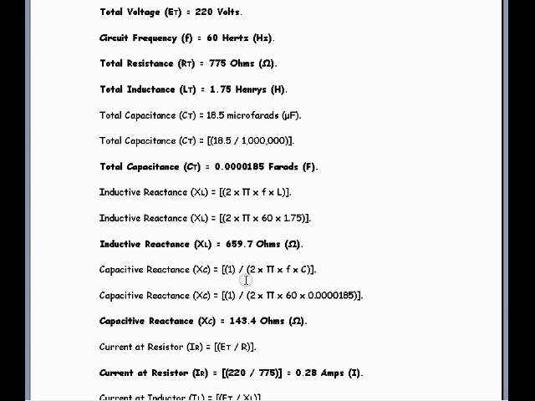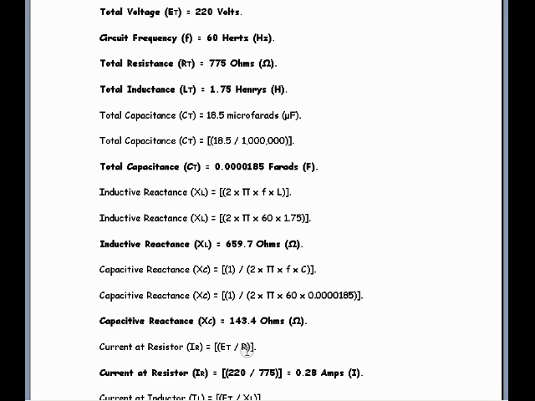Next we have to calculate the capacitive reactance X sub C, which is the angular frequency again times the whole value of capacitance in farads, which would be this value. This whole quantity, when multiplied, you take the inverse of it, or the reciprocal value, and that will yield the capacitive reactance X sub C. So after doing these two, we move on to calculating the current at the resistor.